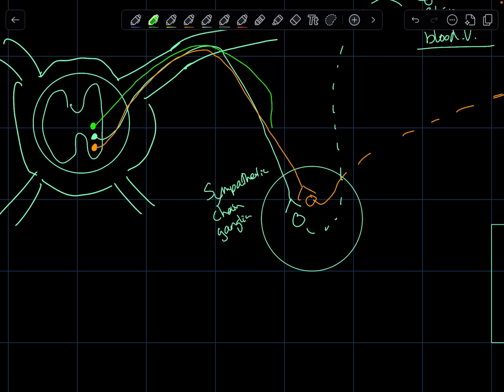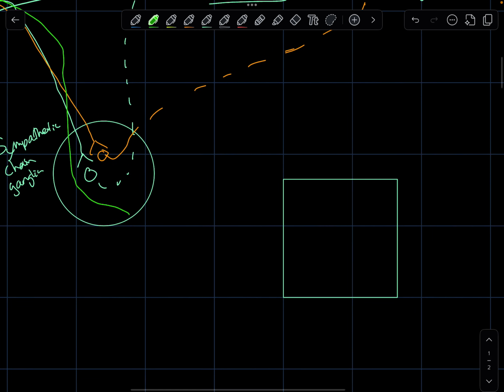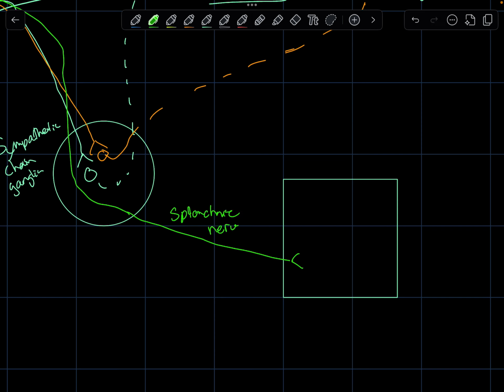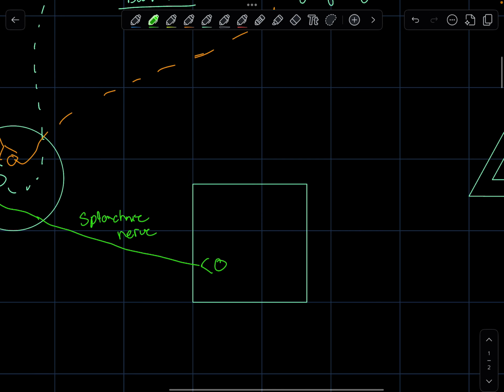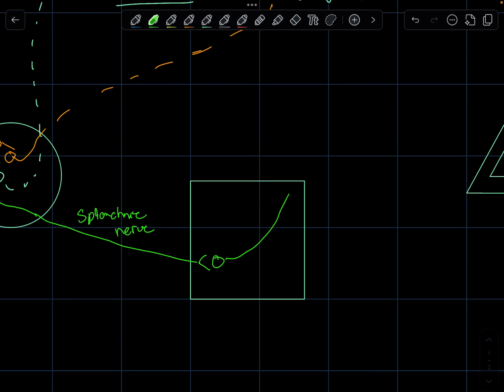So it's actually going to pass through the sympathetic chain ganglion and it will not synapse. And it's going to turn into a splanchnic nerve, and it will synapse in the collateral root ganglion, and then to wherever it needs to go. Okay.